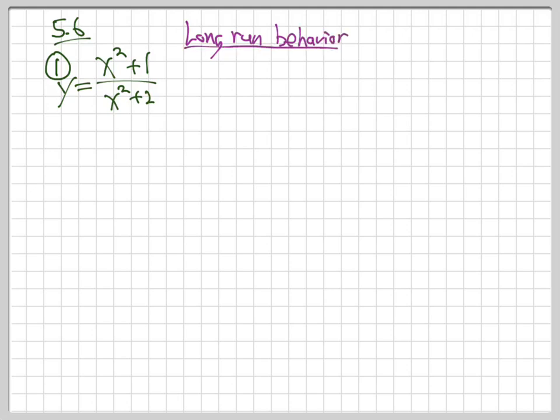Long run behavior. So as x goes to infinity, does it level off? That's the question. As we go to the right forever, does it level off? And left forever, same thing. So does it level off?